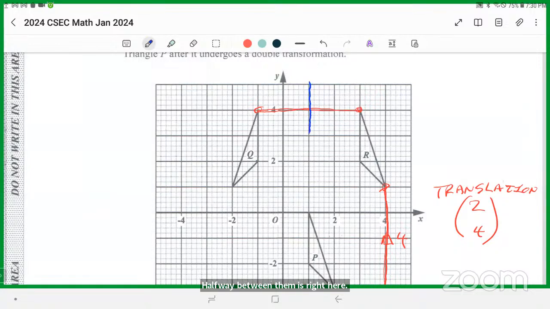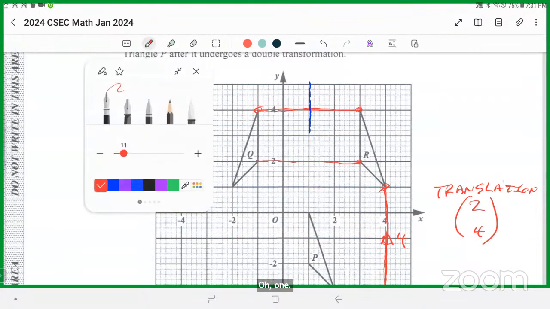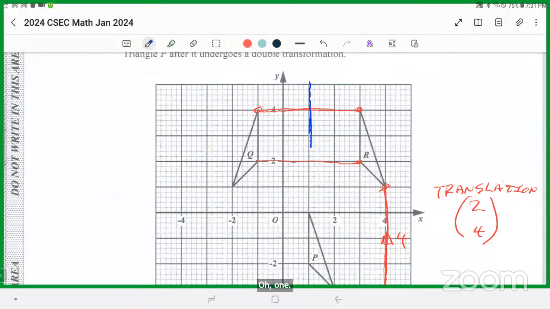Again, these 2 points correspond. That same blue line is halfway between them. So this line is our mirror line. You have to give the equation of it. Now, that's a vertical line. Vertical lines carry an equation, x equals a number, just like the y-axis. The y-axis, remember, is x equals 0.